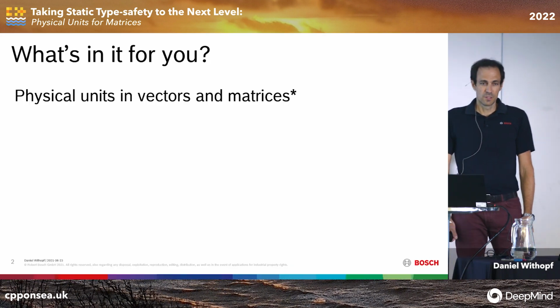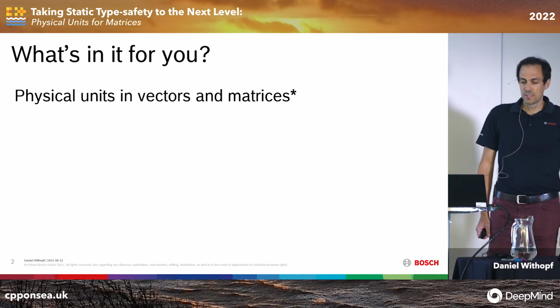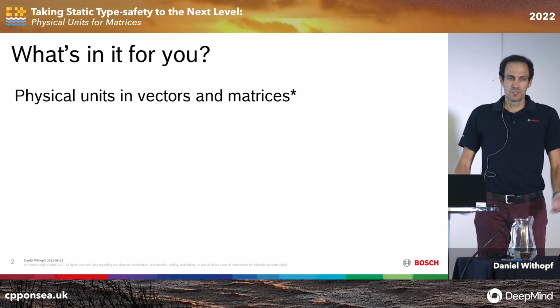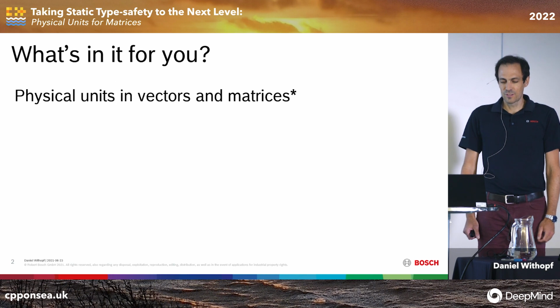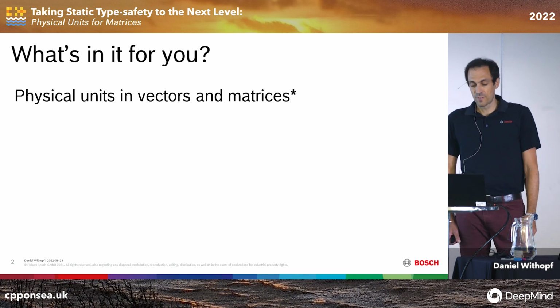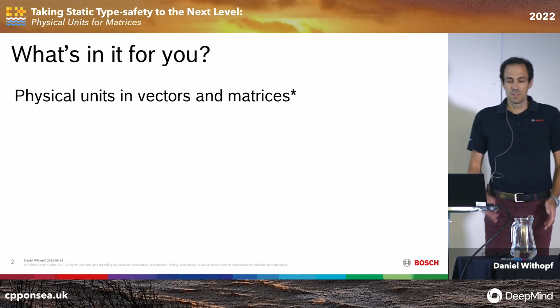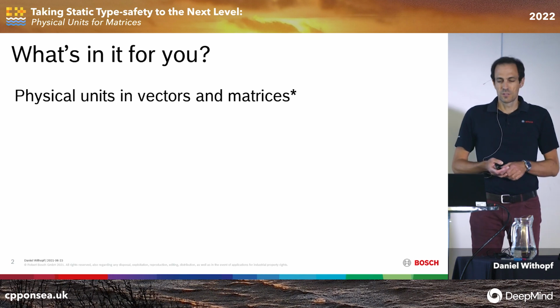So let's see what's in it for you today. We'll be mainly talking about physical units for vectors and matrices, as this is the title of the talk. This might sound like an easy topic, but actually this problem has never been properly solved in C++, nor in any other statically typed language before. So it's fairly complicated. But even if you're not interested in this topic, there's a lot you can learn today about static type safety in C++ and library interface design.